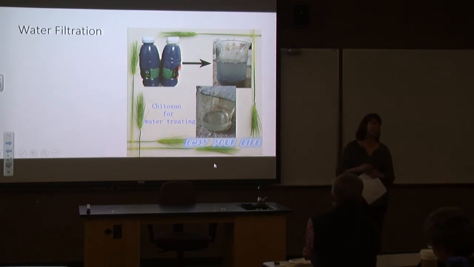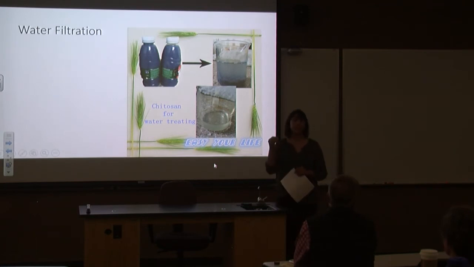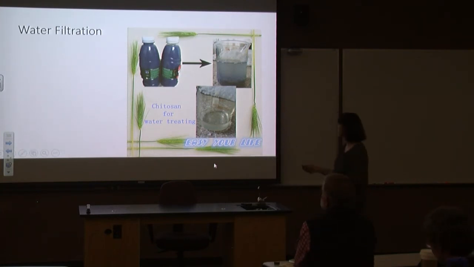It's also used for clarifying or fining wines, so settling out all of the extra stuff in the wines, the chitosan can clarify that as well.